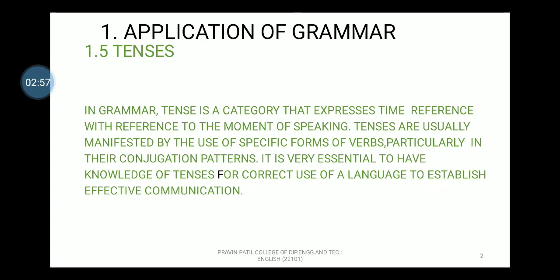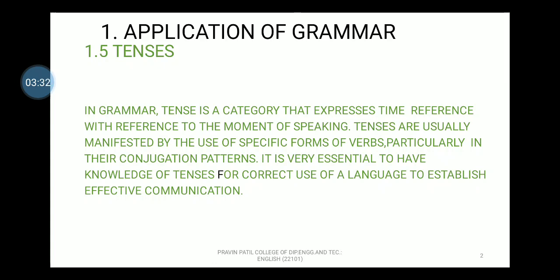Look, in grammar, tense is a category that expresses time with reference to the moment of speaking. It refers to the moment of time. Tenses are usually manifested by the use of a specific form of verb, particularly in their conjugation patterns, different patterns.